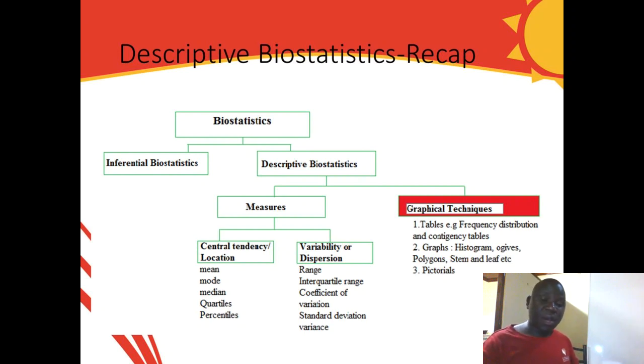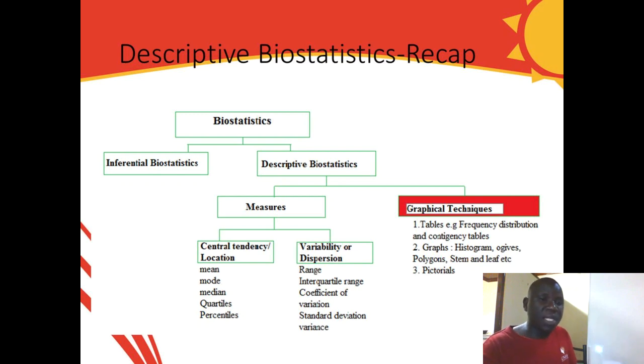And we also said now we have another branch called descriptive biostatistics, which involves the use of measures. These measures are subdivided into central tendency as well as variability or dispersion measures, as well as graphical techniques in explaining the data. You see, data in its raw form does not make a lot of meaning. We need to refine it. We need to extract the information which is contained in the data. So in order for us to do that, we basically use the measures.